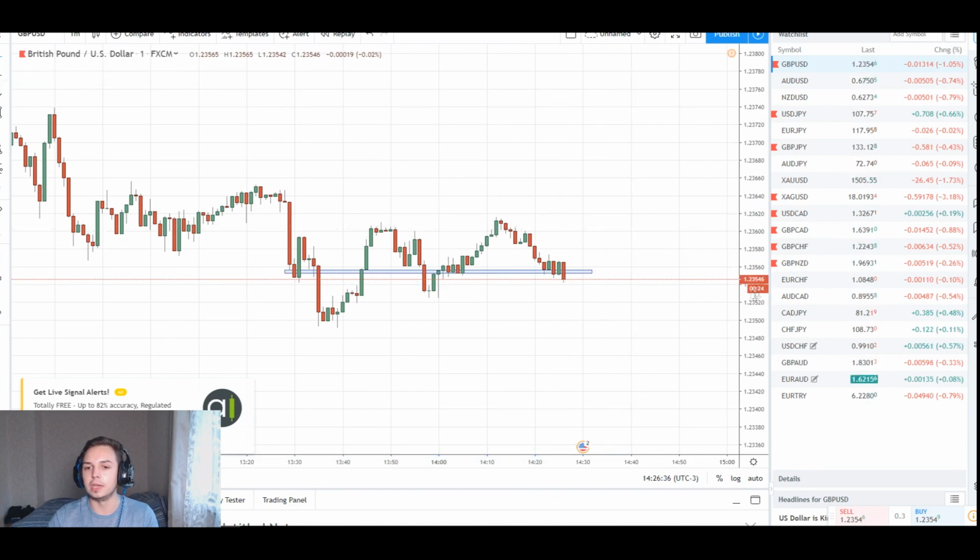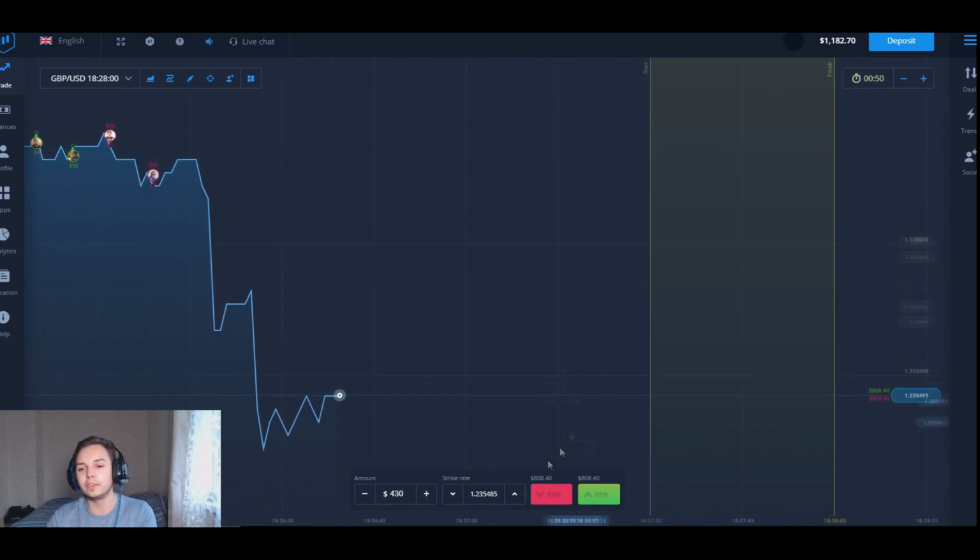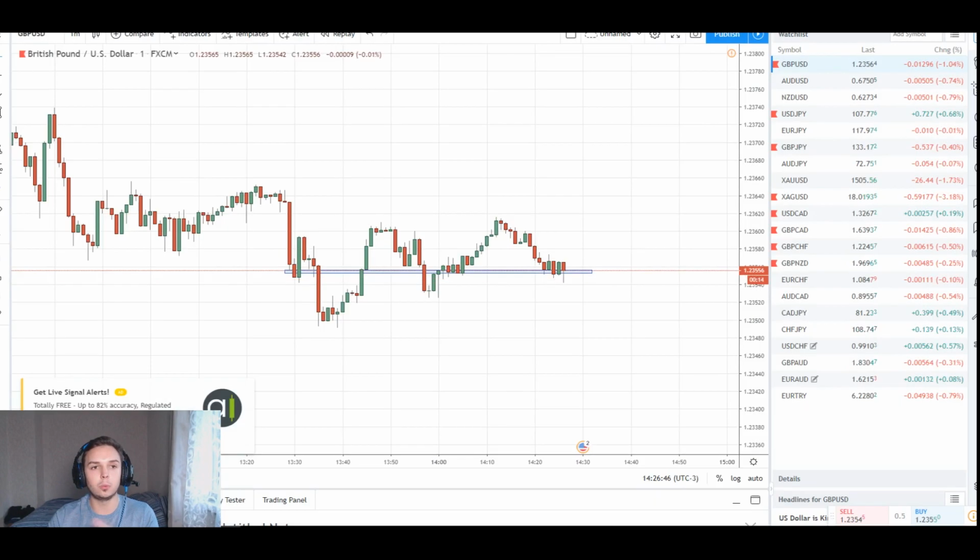So if this candle closes in the next 25 seconds, we're going to wait for a pullback in the upwards direction, and we're going to place a sell trade. So that's what we're going to do. Let's do 150. Let's wait till it closes. Oh, it didn't break. As you can see, it didn't break.